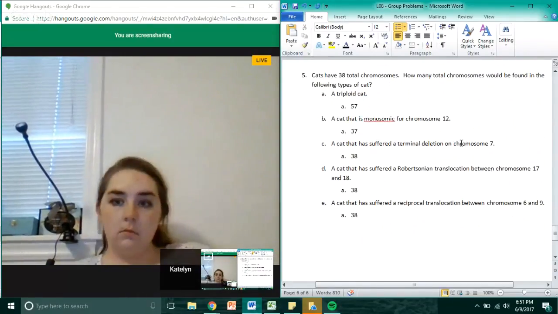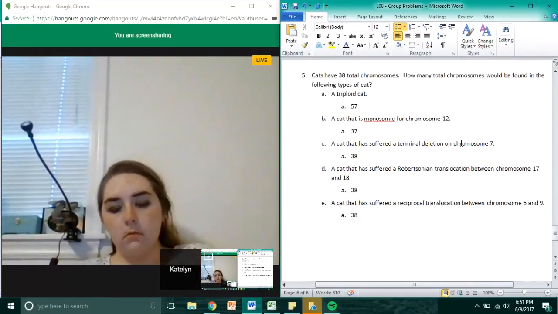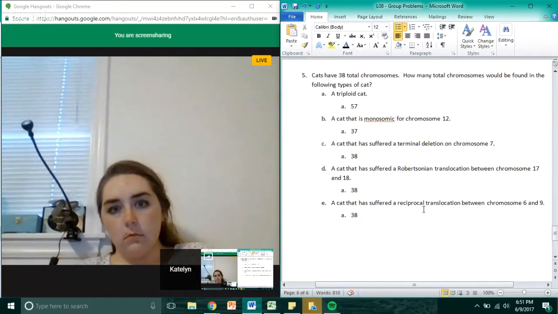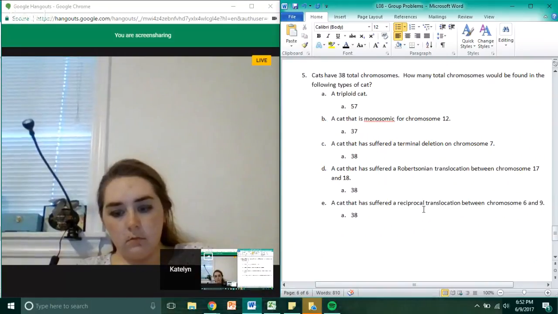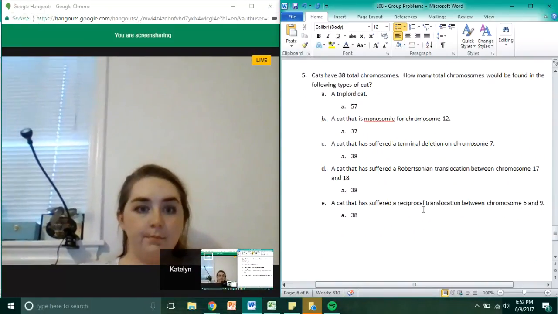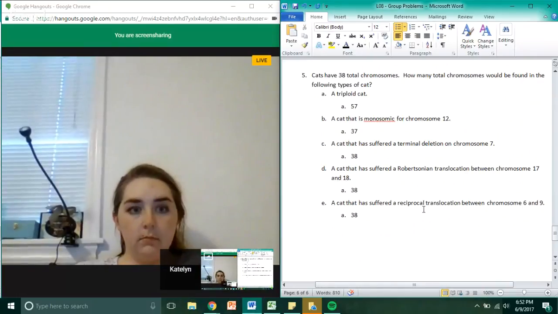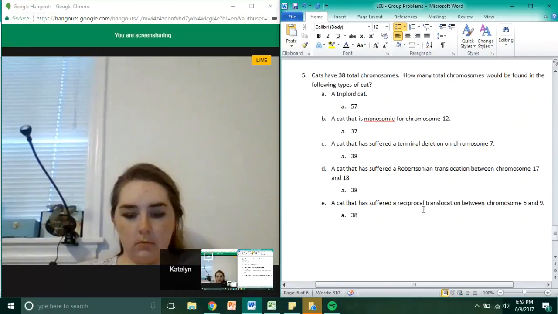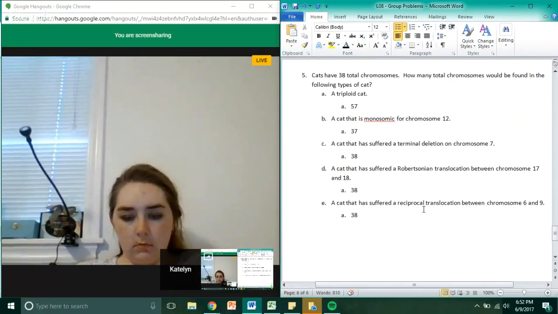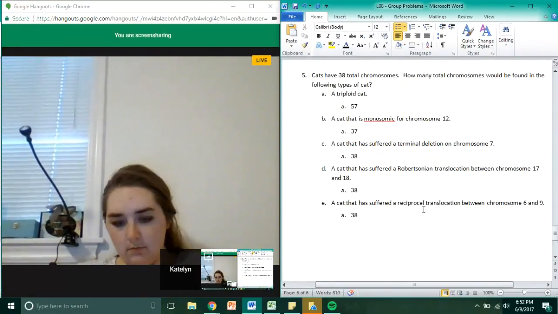And then C, D, and E are kind of what Katelyn described earlier, where it doesn't change the chromosome count, it just changes the arrangement of the information on them. So with the terminal deletion, chromosome 7 is still there, it just is a little bit different, so it still has 38 chromosomes. Same with the Robertsonian translocation between 17 and 18, they didn't go away, they're still there, so there's 38. And the same with the reciprocal translocation between 6 and 9, there will still be 38 chromosomes. They'll just be a little bit different.